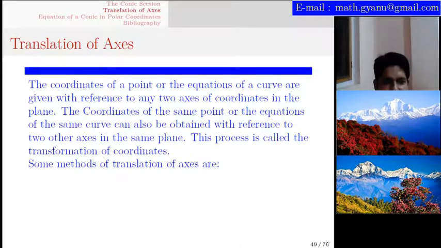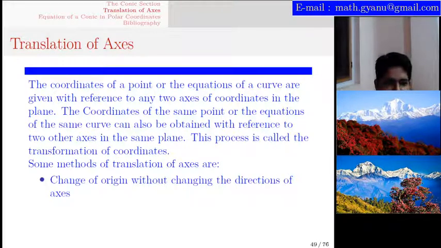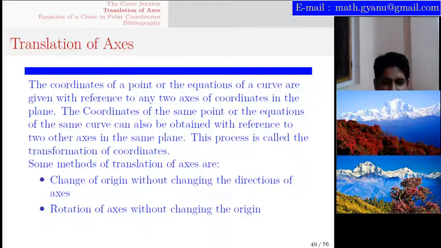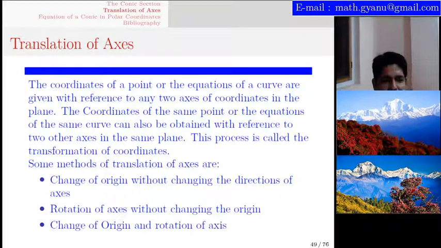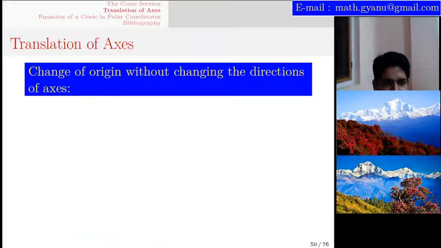Okay, some methods of translation of axes are change of origin without changing the directions of axes, rotation of axes without changing the origin, and change of origin and rotation of axes. In this video, I will talk only about these three formats according to the syllabus of the BIT program. Okay, change of origin without changing the direction of axes.